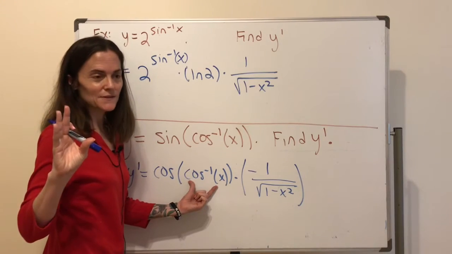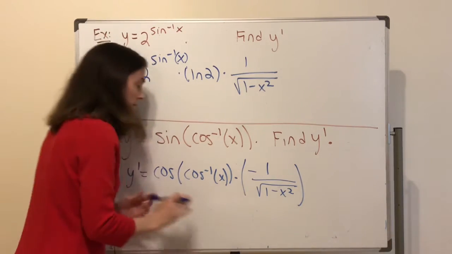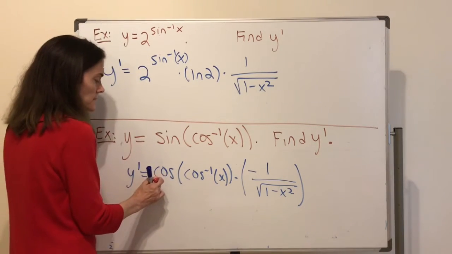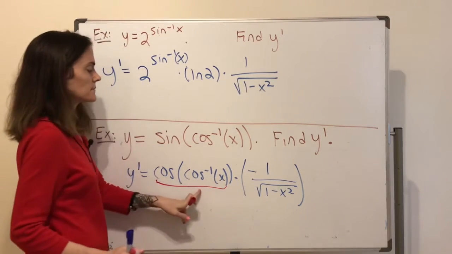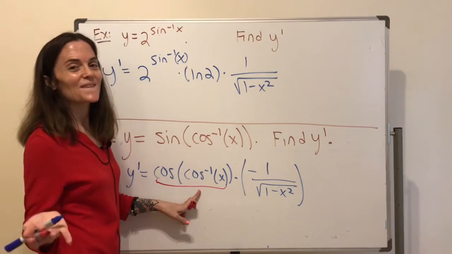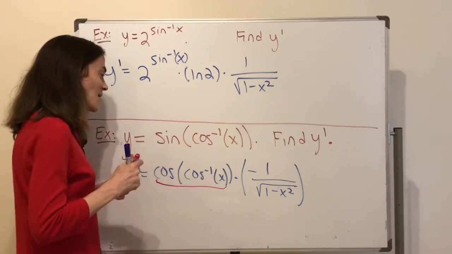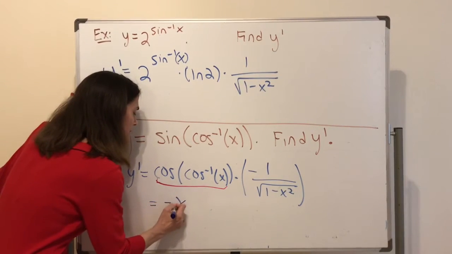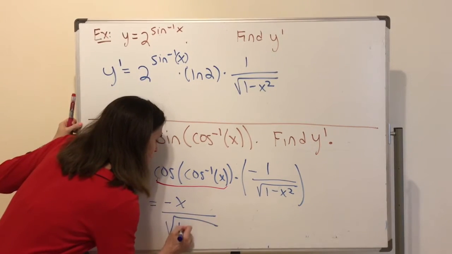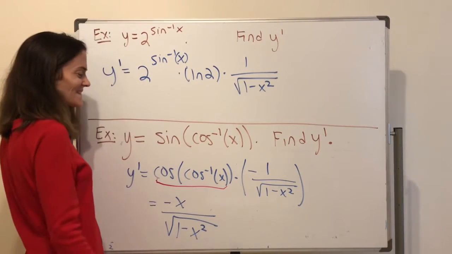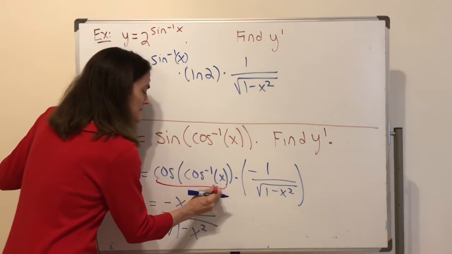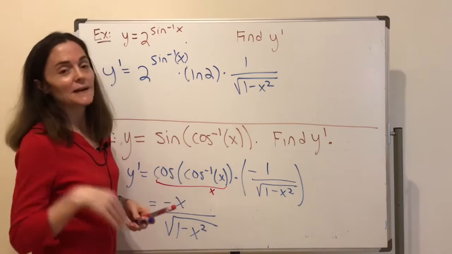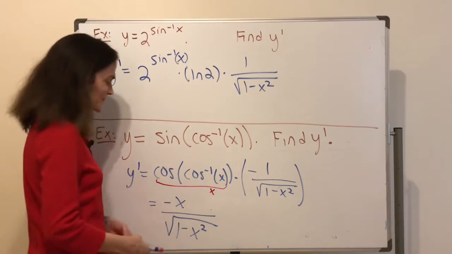This is cosine inverse. So now I have an angle, and then I ask the cosine of that angle. This here is just x. This is x for every x in the domain of the cosine inverse. So this simplifies significantly. Y prime is minus x over square root 1 minus x squared. Oh, I meant to write this is just x. Well, let's do another example or two, and then we will talk about the inverse tangent.